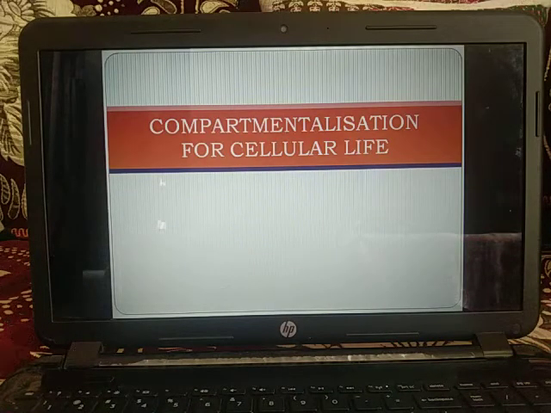Now the next topic is compartmentalization for cellular life. Every cell behaves as a compartment because it is completely covered by a membrane known as plasma membrane or plasmalemma. It may also possess some internal compartments in the form of membrane-lined organelles like mitochondria, plastids, lysosomes, Golgi bodies, nucleus, etc. Non-membranous organelles occur in both prokaryotic and eukaryotic cells, for example, ribosomes.